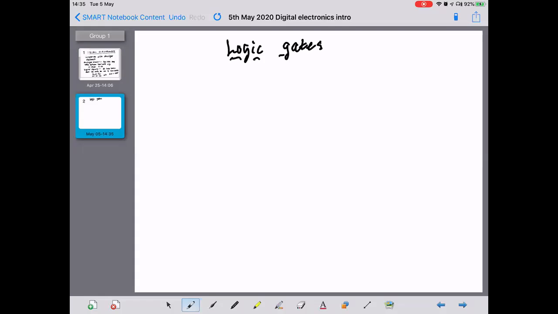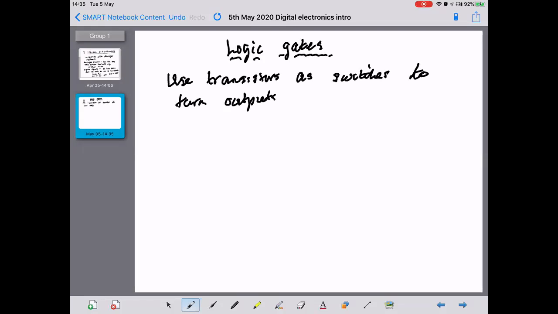what we're going to do in a little while is look at some specific logic gates. What logic gates do is they use transistors as switches to turn outputs on and off. Two main families of logic gates.